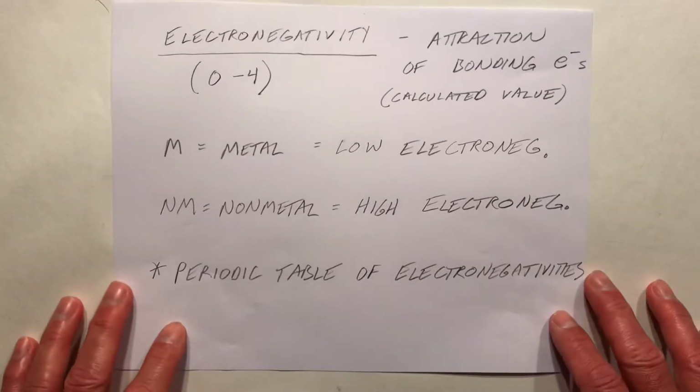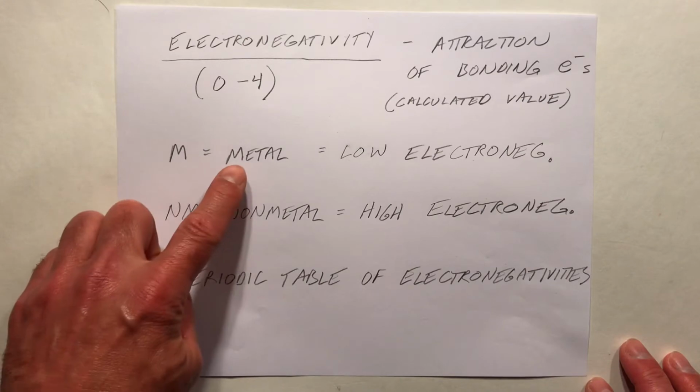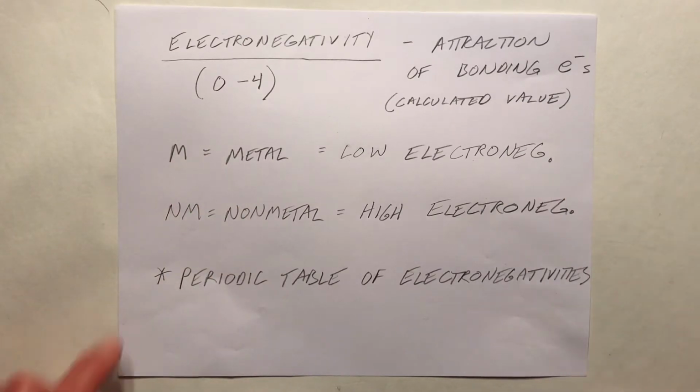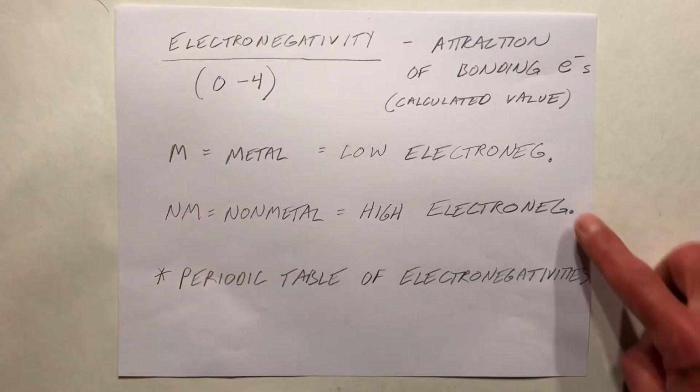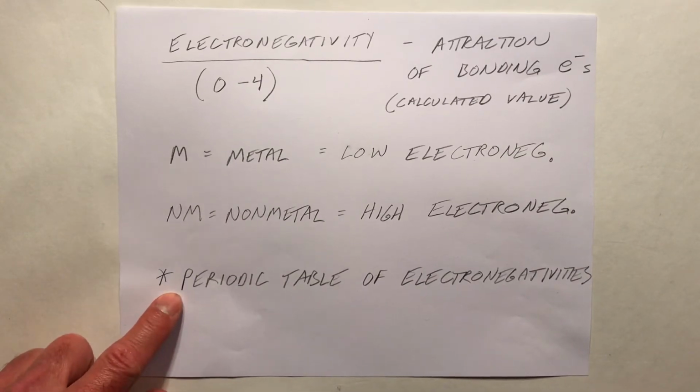So what can we do with that knowledge? Well, let's say we're going to use M to symbolize metal, and they have low electronegativity, and NM to symbolize nonmetal, they have high electronegativity. And when we need to, we'll take a look at the periodic table of electronegativities to look up the electronegativity value for any particular element.